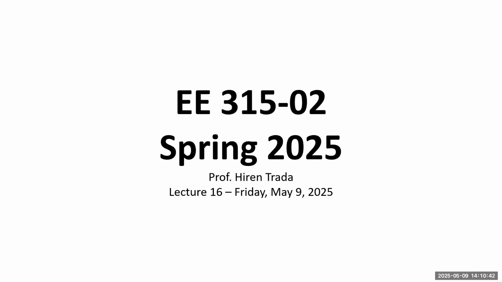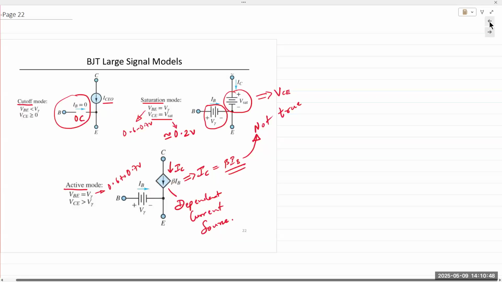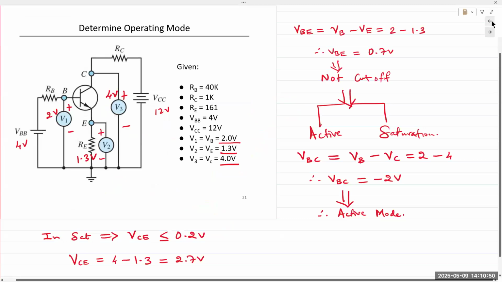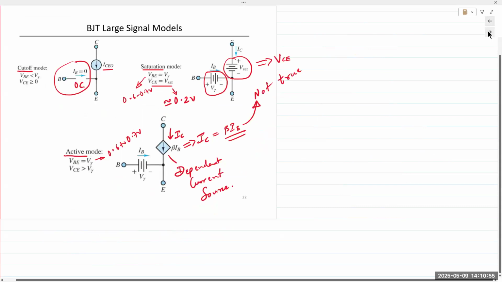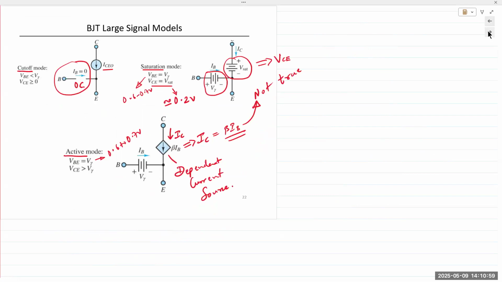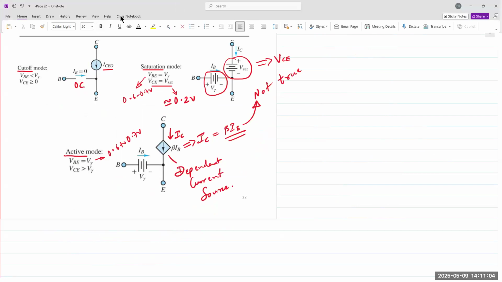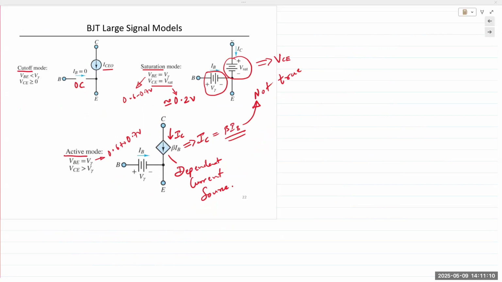All right, so let's stop here. We determine the operating mode for a transistor. We'll look at an example. Now, depending on the operating mode, we can model the transistor. And here we are showing a few large signal models. There's analysis where we say it's large signal and small signal. We talk about that later.